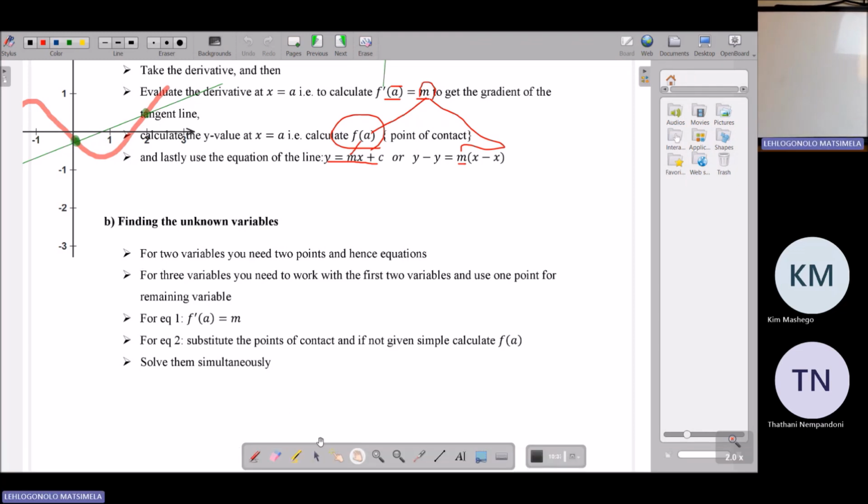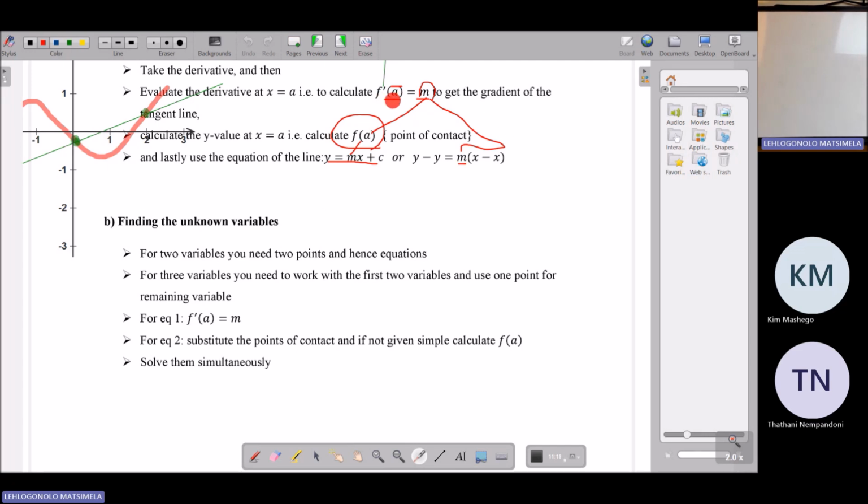And then they say that for 3 variables, you need to work with the first 2 variables and use 1 point for the remaining variables. For example, equation number 1, the first derivative where x is substituted or is known, equals the gradient. For equation number 2, we substitute the point of contact. If not given, simply calculate the y value. This is the y value of the point of contact. And then we find it simultaneously.